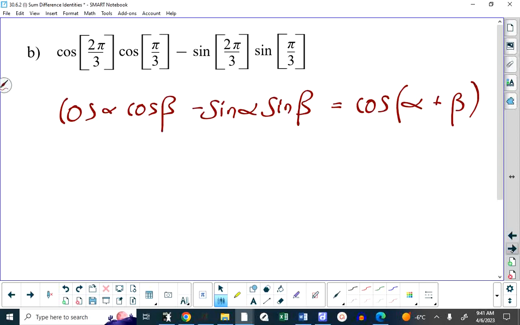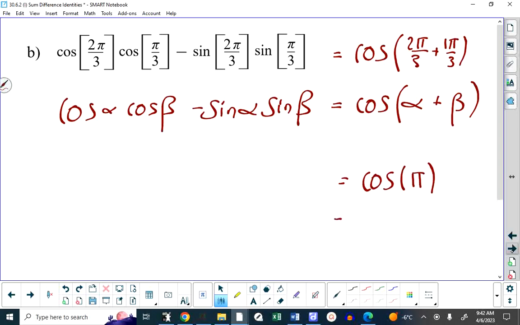Okay. So all that means is that this is going to be cosine of 2 pi over 3 plus pi over 3. Well, that's cosine of pi. 2 pi over 3 plus 1 pi over 3. 2 kittens plus 1 kitten is 3 kittens. 2 pi over 3 plus 1 pi over 3 is 3 pi over 3, which is pi. So this is cosine of pi. And at this level, you should certainly know that that's equal to -1 without using your calculator.